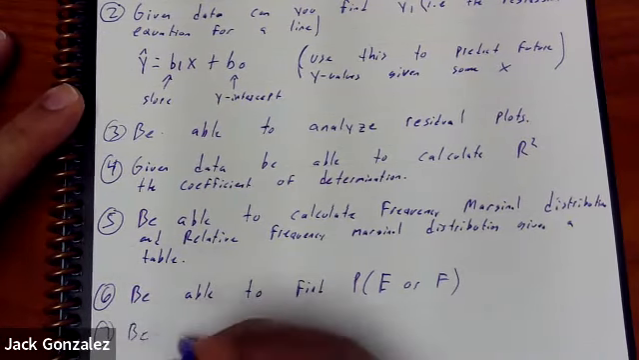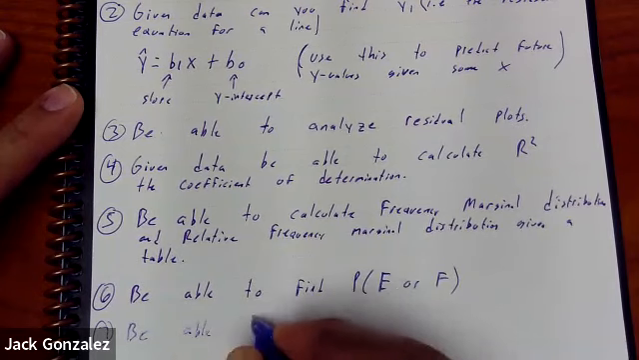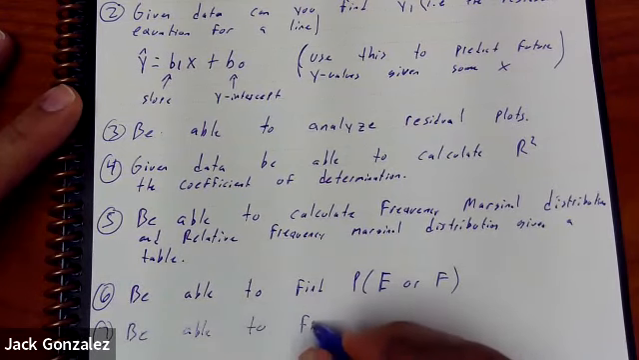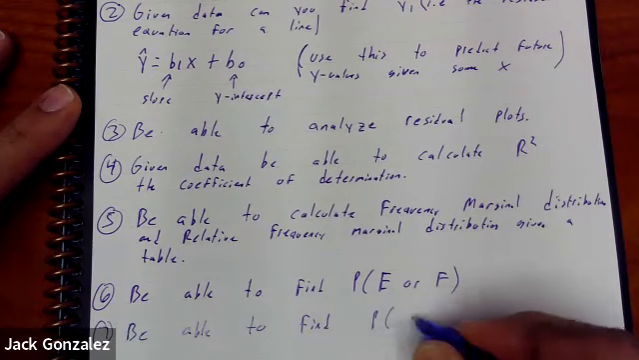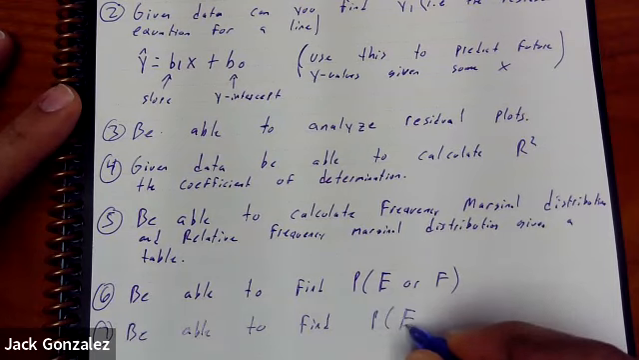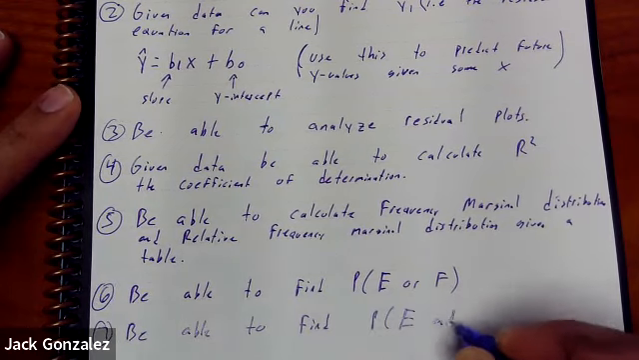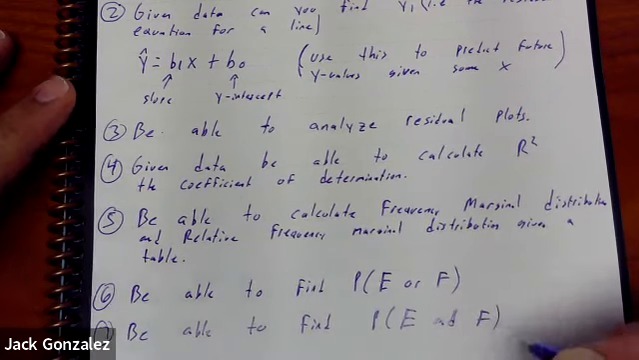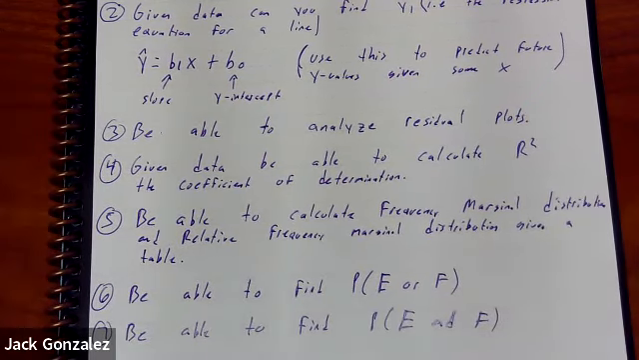Seven. Be able to find the probability of E and F, but don't rely too much on your notes because we don't have a lot of time, right? So you have to make sure you know what you're doing. So this class goes by really quick.